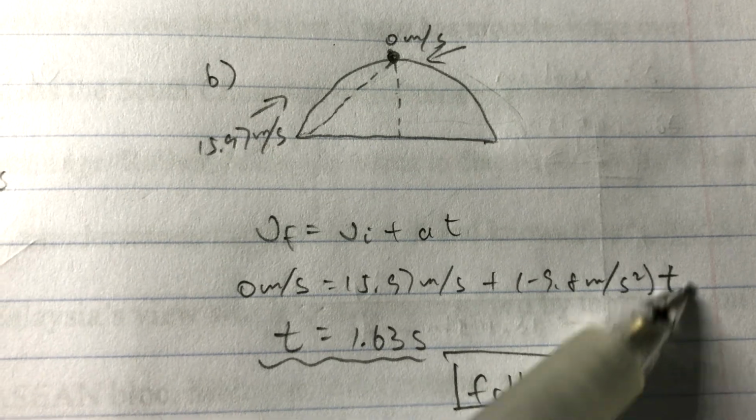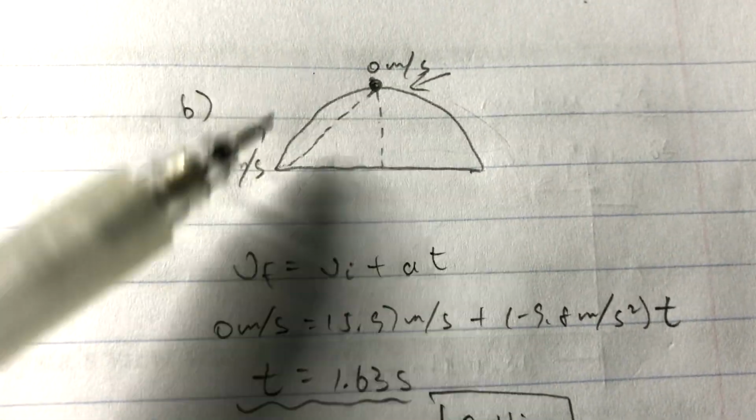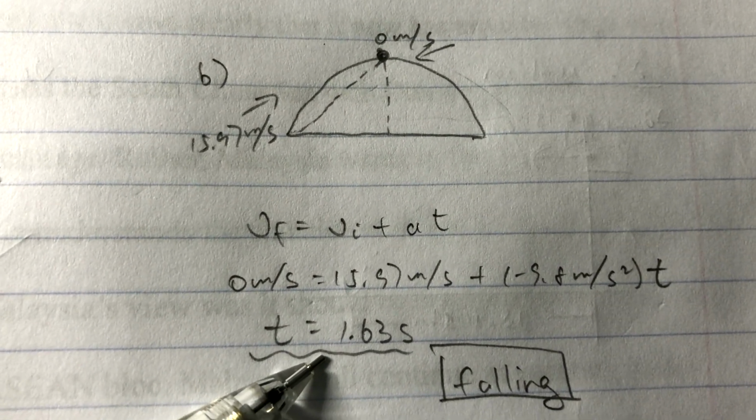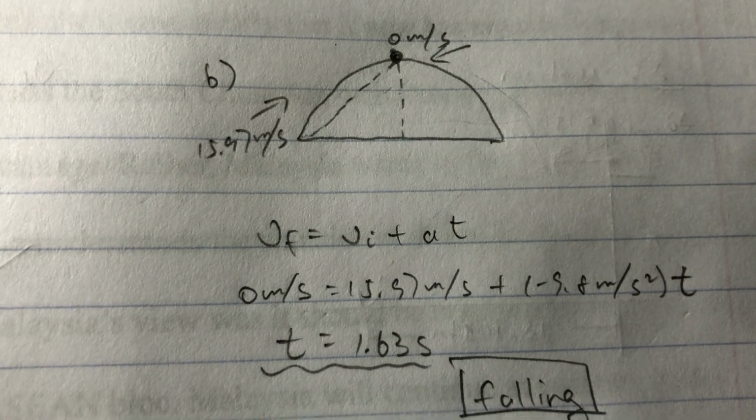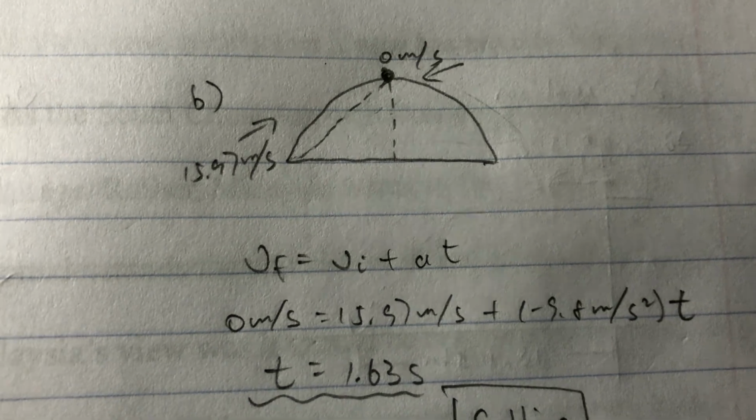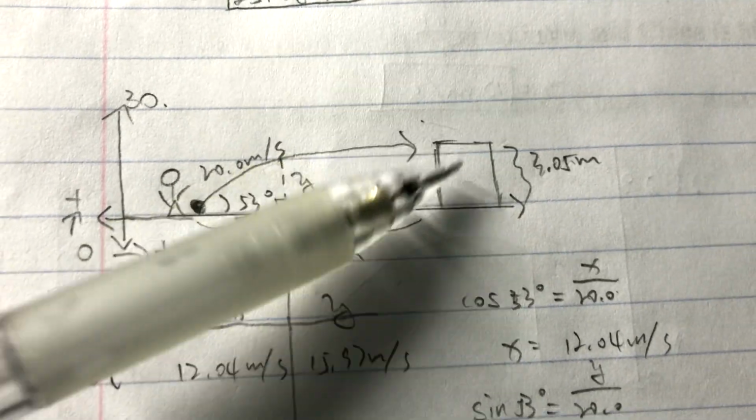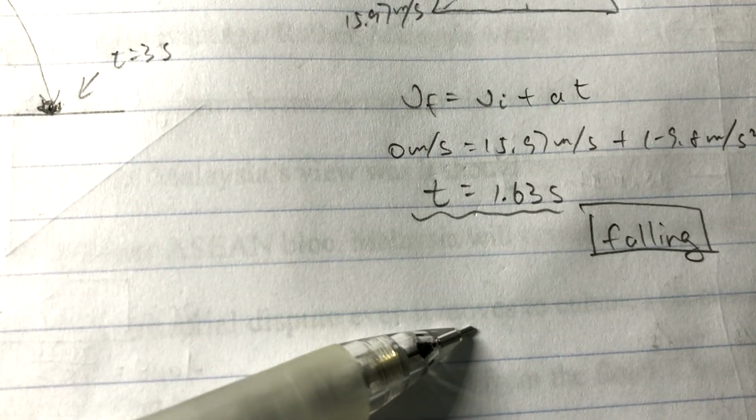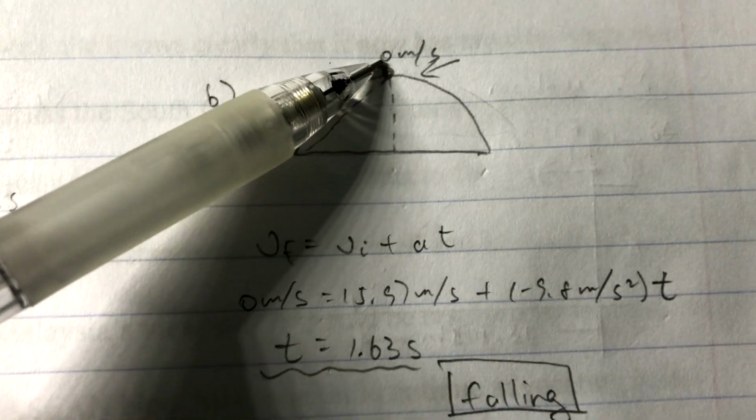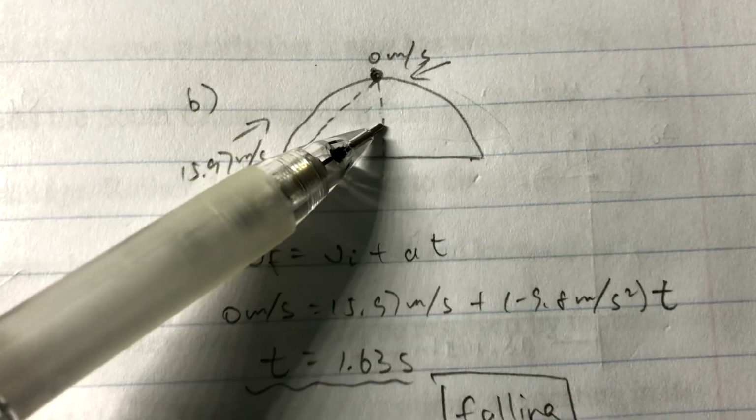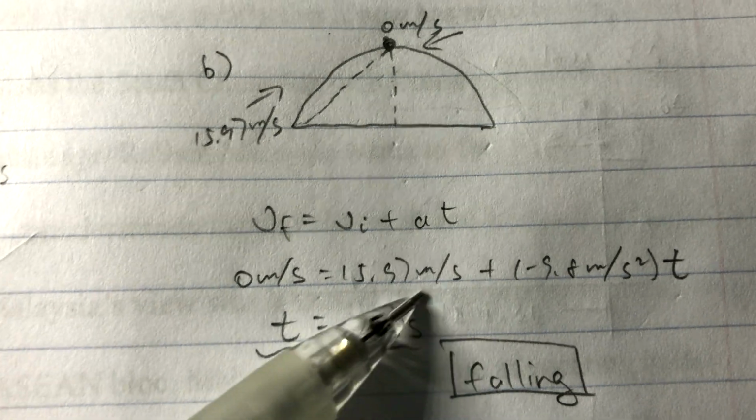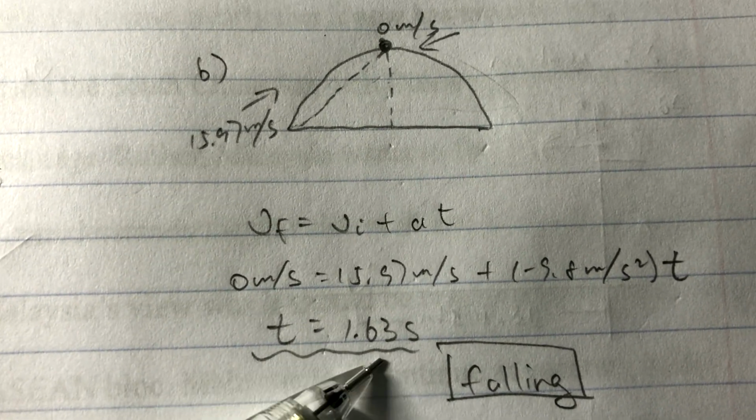So final velocity equals initial velocity plus at. So we can find how long it takes for the ball to get to the highest point, which is here, and is 1.63 seconds. So from the previous one, we get that the ball takes 3 seconds to go to the crossbar. So at 1.63 seconds, it's falling. Because after the highest point, it's going to fall. And at this moment, the ball isn't at the crossbar yet because it takes 3 seconds to go to the crossbar, which is past this 1.63 seconds, so the ball is falling.